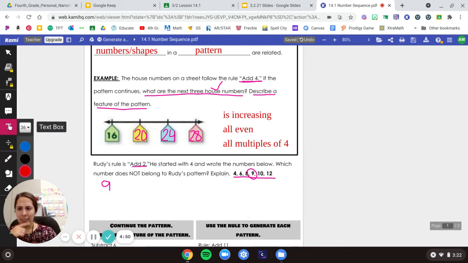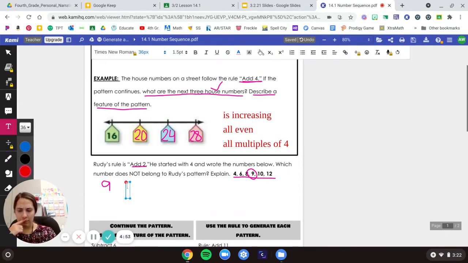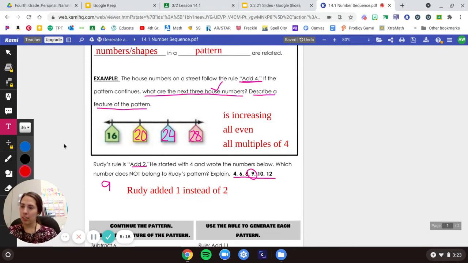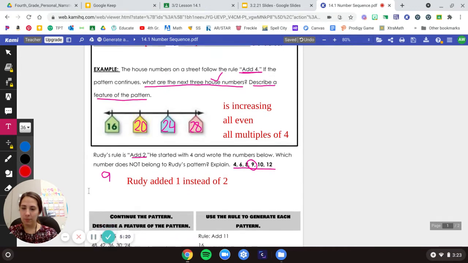Why does 9 not belong? What happened? What did Rudy do after 8? Oh yeah, Rudy added 1 instead of 2. So to go from 8 to 9, we add 1. When we should have skipped 9 and just made it 10. So be careful. Sometimes there's some sus ones who don't belong. Don't add any on your list. Don't do the wrong thing. Don't make any sus.